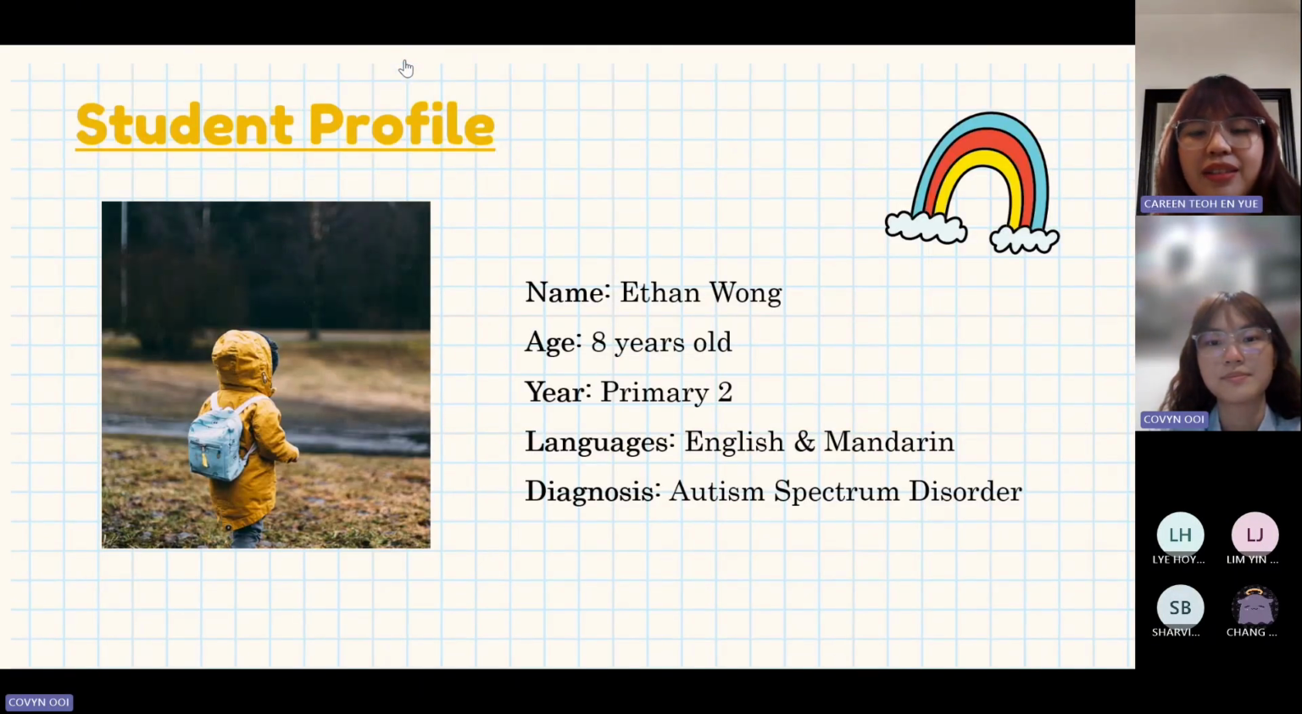For the student profile, this is Ethan Wong. He is an 8 year old boy and currently in primary 2. He can speak English and Mandarin and has been diagnosed with ASD, autism spectrum disorder. Now I'll pass it to Kovin.